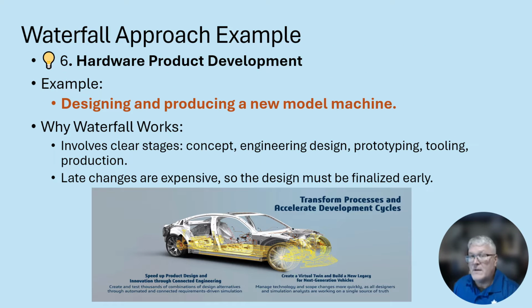Hardware product development is another example of the waterfall approach. In this example, we're designing and producing a new model machine, like a car. Why the waterfall works here? It involves clear stages: conceptual stages, the engineering design stage, prototyping, tooling, and then production. Late changes, though, are expensive, so the design must be finalized early. The automobile industry does very well with this because they change models from year to year.